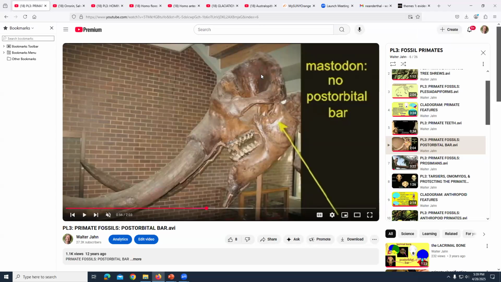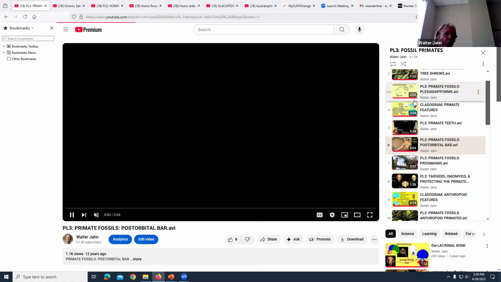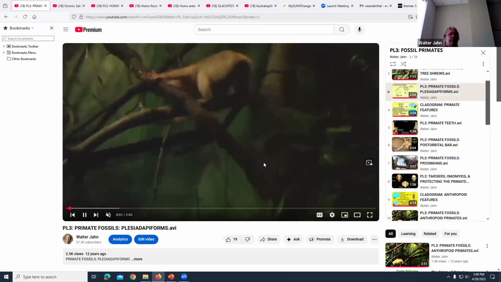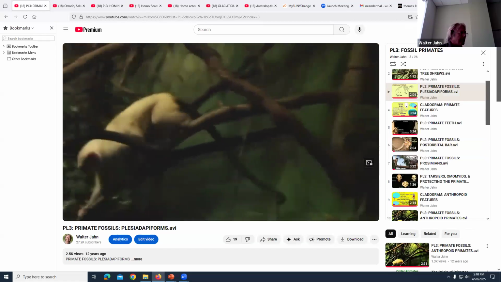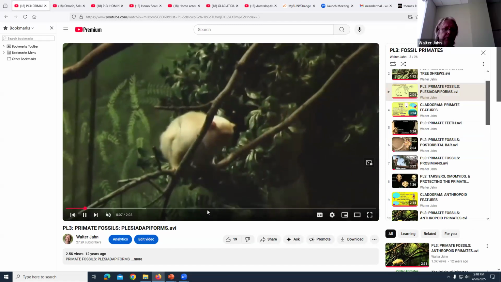So, Thomas Jefferson and Benjamin Franklin grew up in days where this was the interpretation. We now know, no, this is just not a primate. It doesn't have the post-orbital bar. So primates appear only after the dinosaurs are gone, but not the instant that they're gone. There's actually a couple of things that appear first.